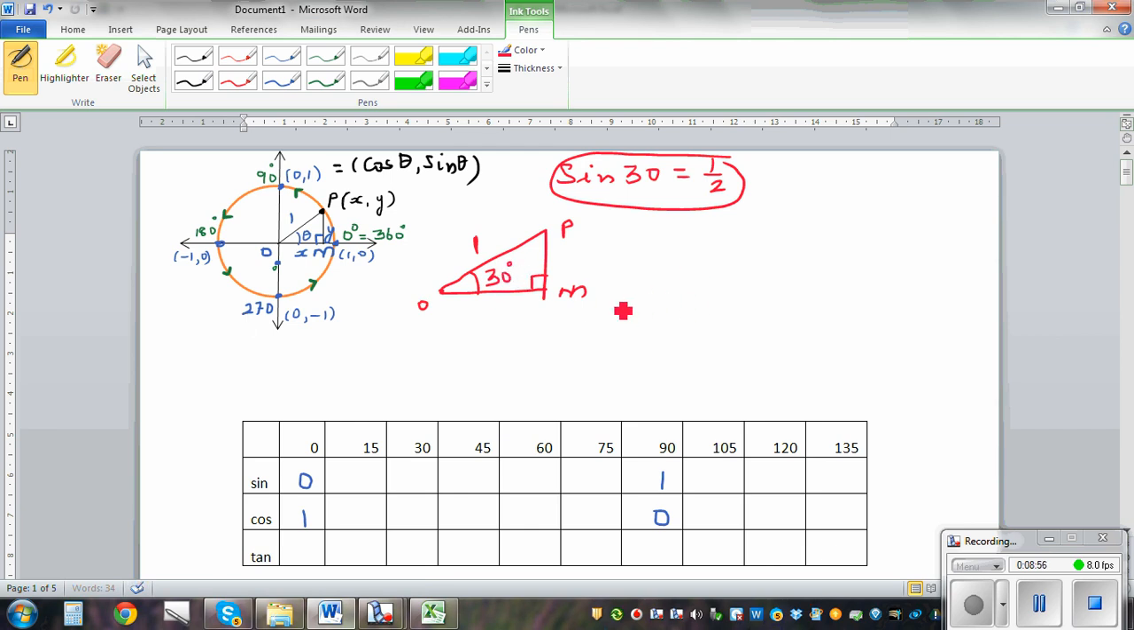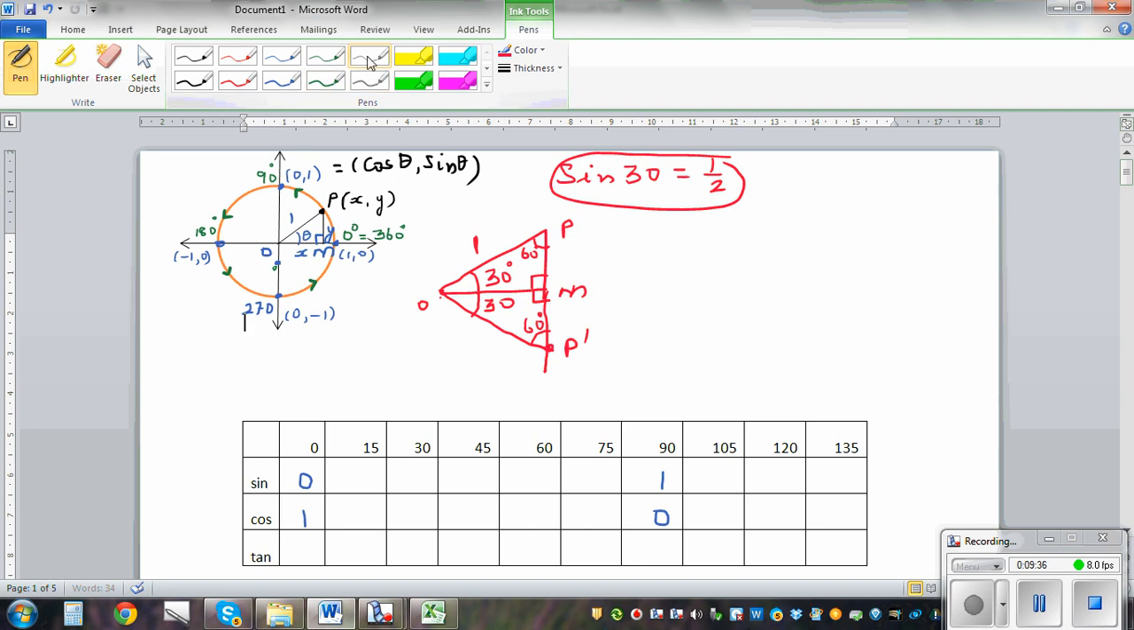If this is 30, and if I drop this down, let me take the reflection of P. So if P dash is a reflection of P, it's just reflecting on the x-axis. Using symmetry and a bit of geometry, if this is 30, you can understand this is 60. And if this is 60, this is going to be 60. Now if this is right angle, this is also right angle, and if this is 60, this is going to be 30.